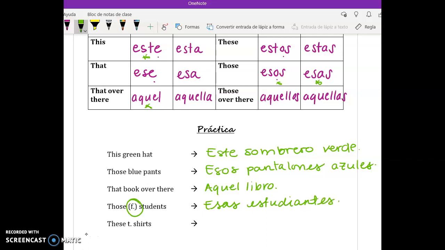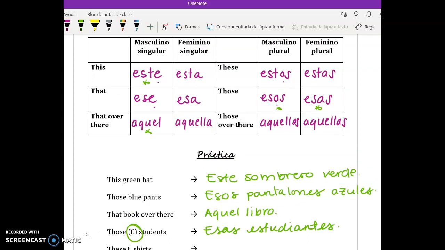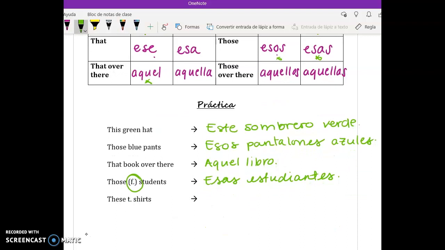Okay. And then the last one, these t-shirts. Okay, so how do we say t-shirts? La camiseta, or plural, las camisetas. And we want these, feminine plural. Here we go. And go ahead and write estas camisetas.